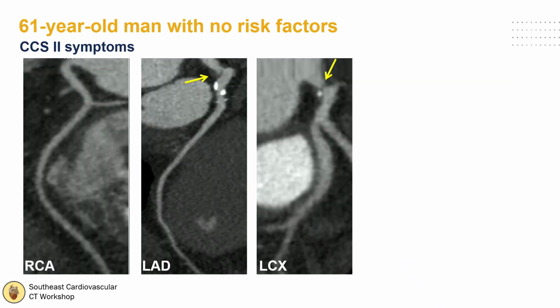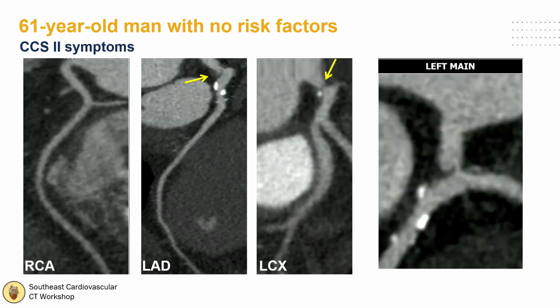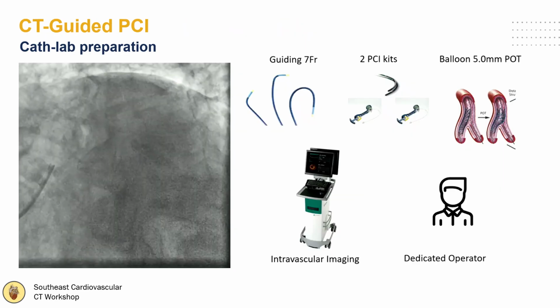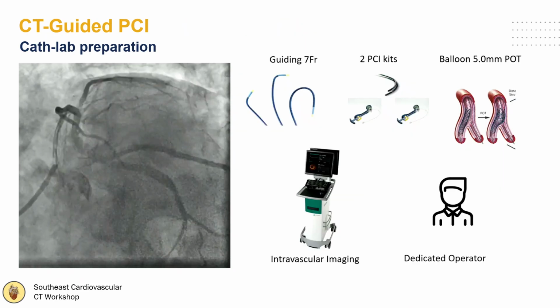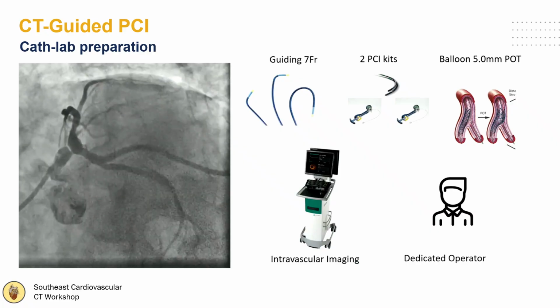This is a 61-year-old man. He has CCS class 2 angina and no major traditional risk factors. Using CCTA, we can evaluate each coronary territory systematically and identify the lesions responsible for the symptoms. If you look closely at the LAD, at the distal left main, you have a severe stenosis here. And this is where CT-guided PCI becomes particularly powerful from an interventional standpoint.